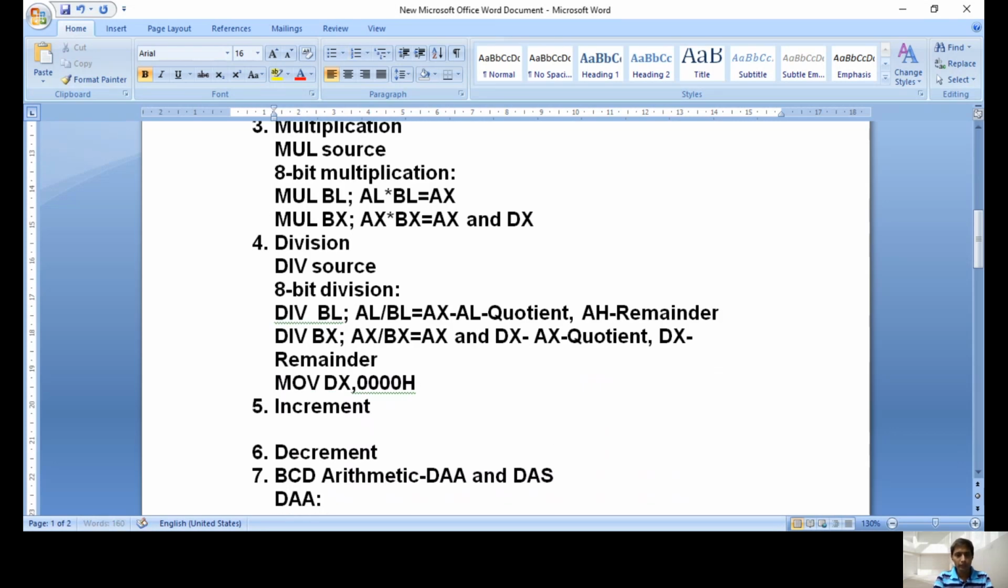Coming to the increment instruction. This increment instruction is used to increment the destination content by 1. Let us see in which way it is performing. So the syntax is INC destination. If you write like this, what happens because of the increment instruction? The content of the destination is incremented by 1. Here the destination may be a register, preferably a register, sometimes a memory location also. The content of the memory location is incremented by 1.